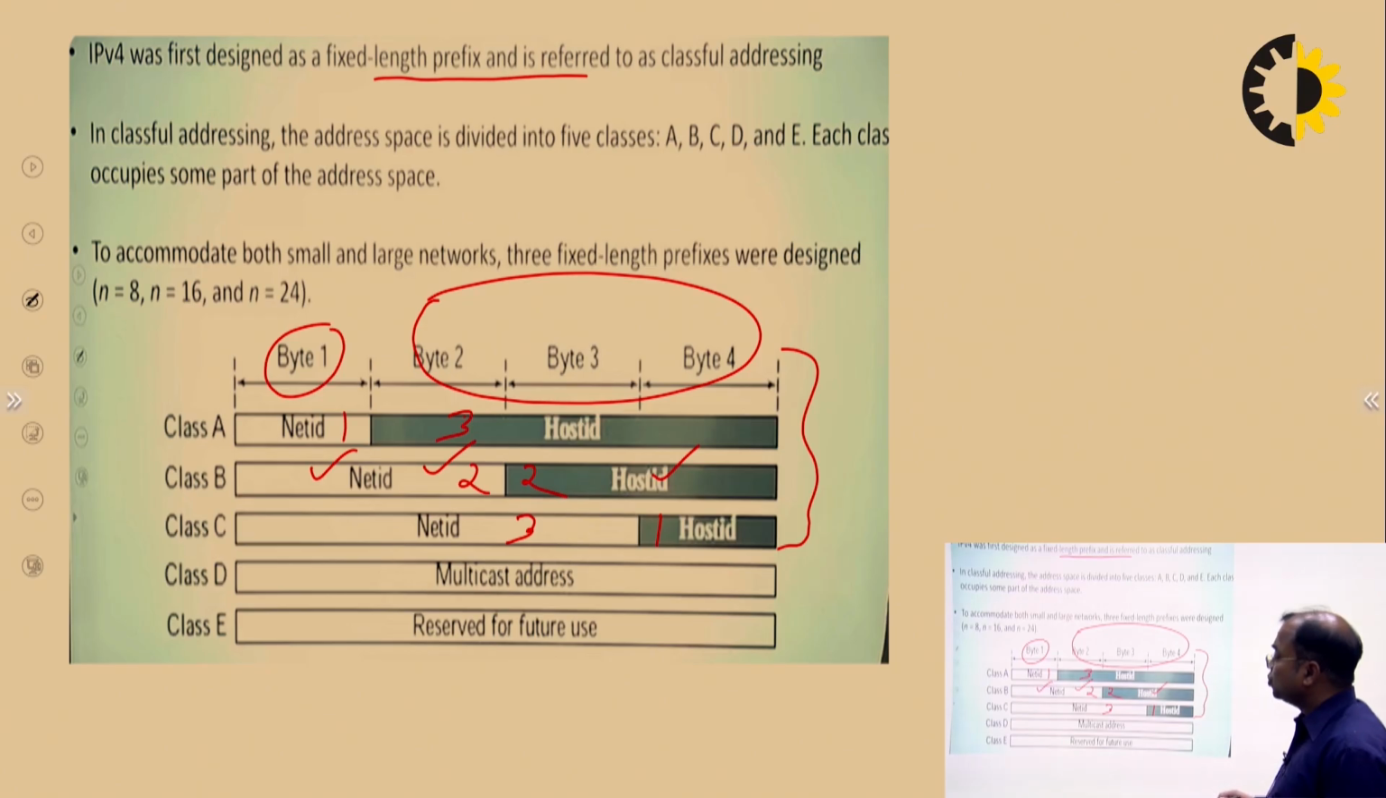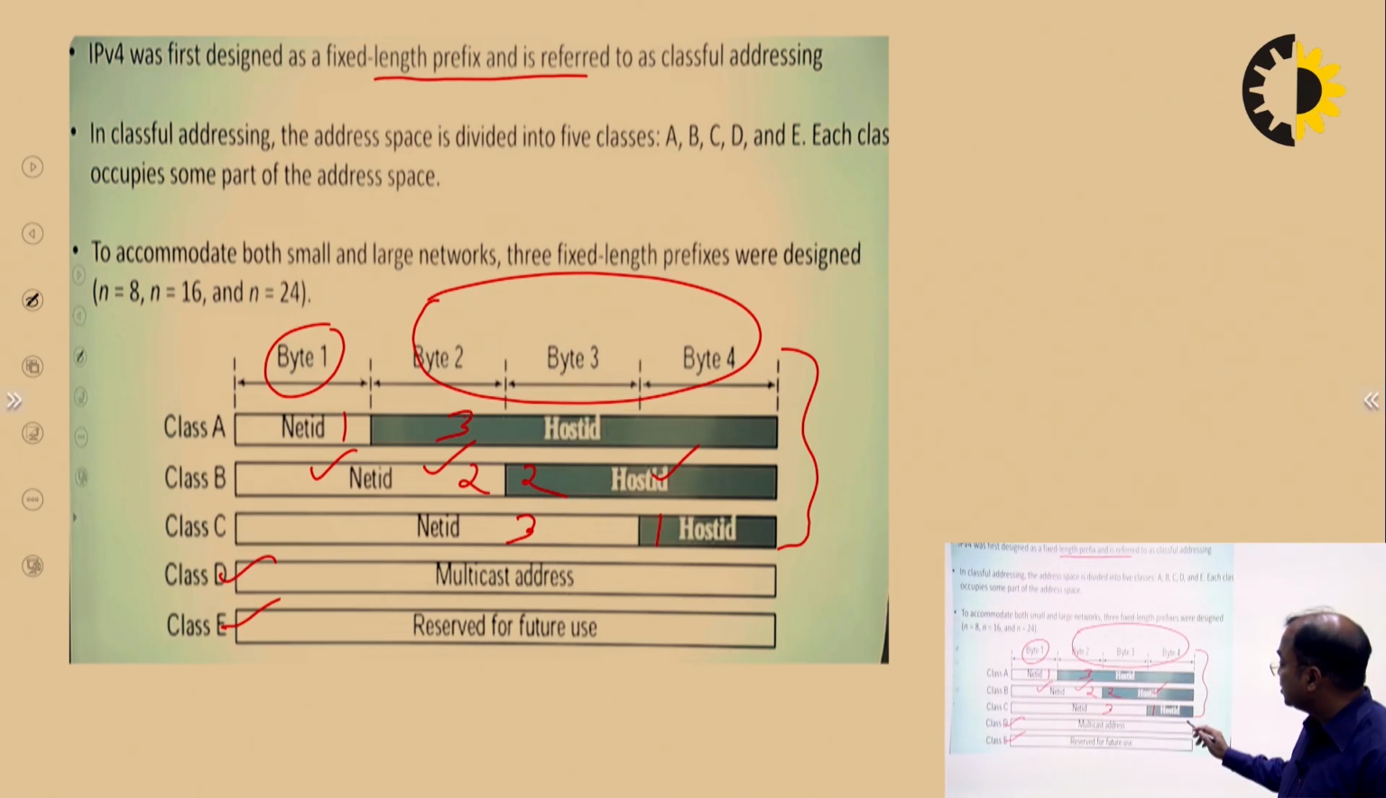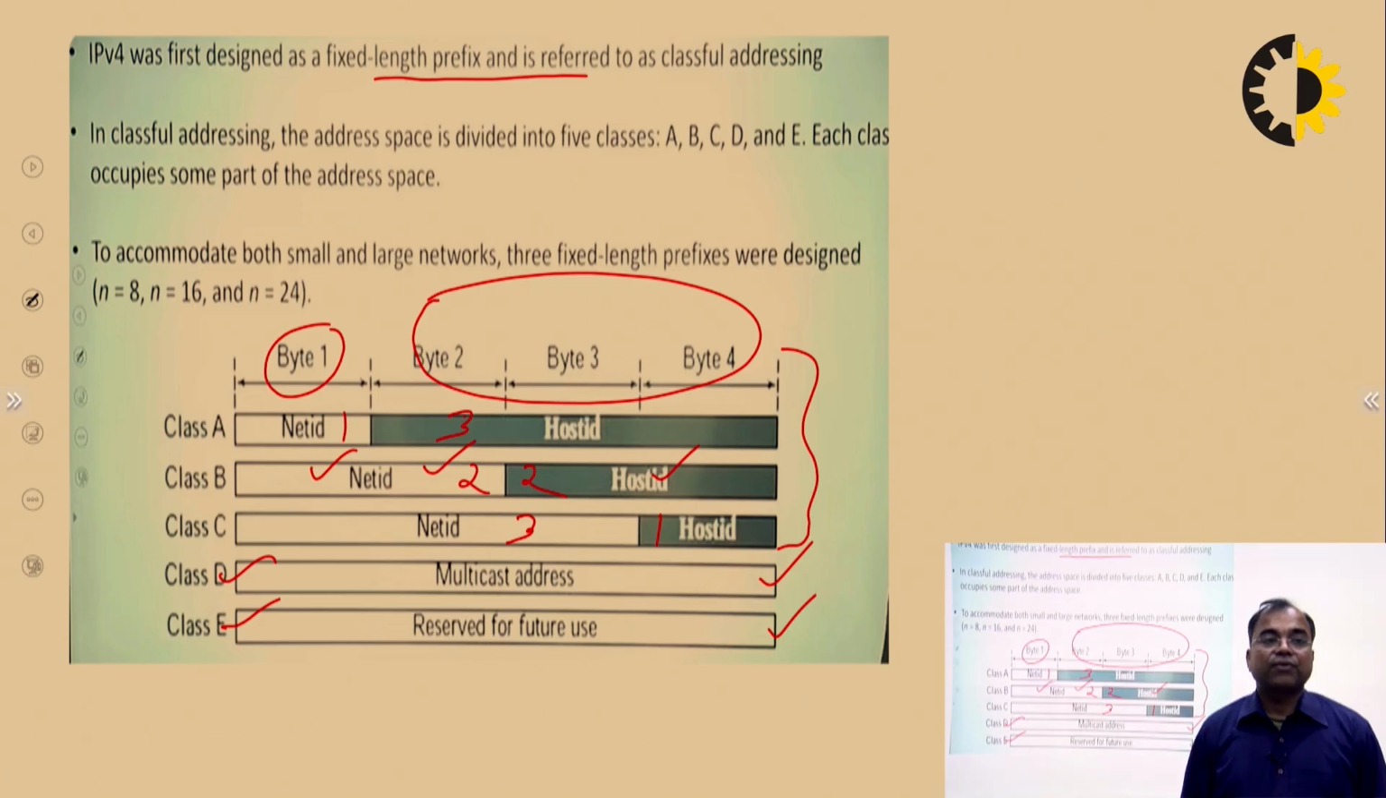As for the remaining two, class D and class E: class D is reserved for multicast addresses and class E is reserved for further use. So this is the architecture of classful IP addresses, in which we have 5 classes A, B, C, D, E. The first 3 are divided into a network part and a host part, and the last 2 are reserved for multicast and for future use. So this is not in use.